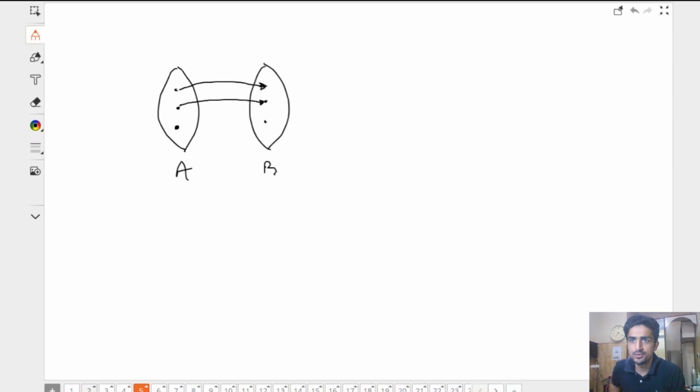No. Very good. Now I'm a bit relieved. At least you know the basic definition of function. It is not a function because this is not going anywhere. Every element of the domain should go somewhere.